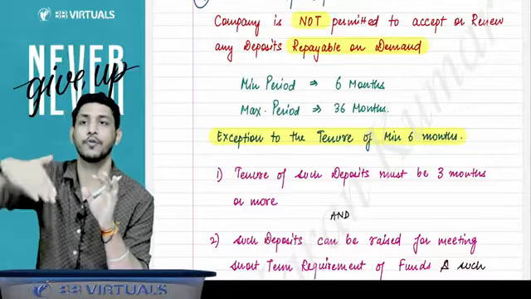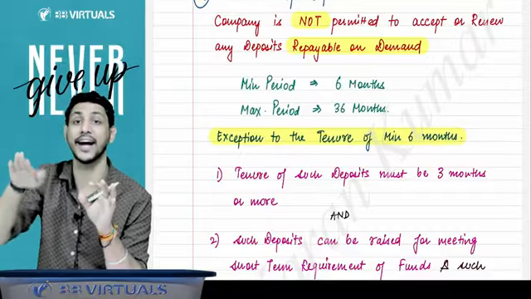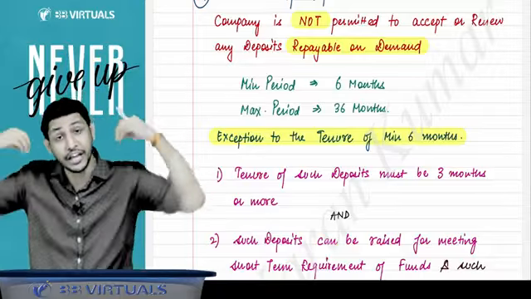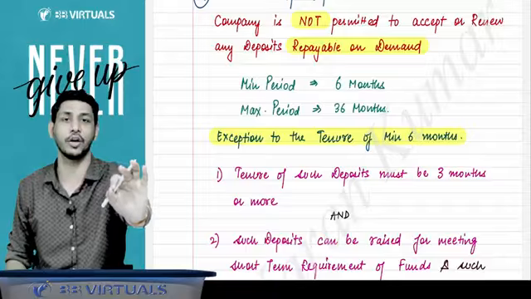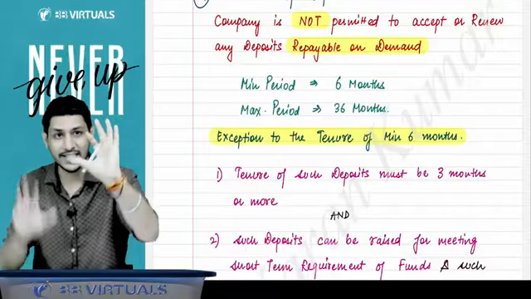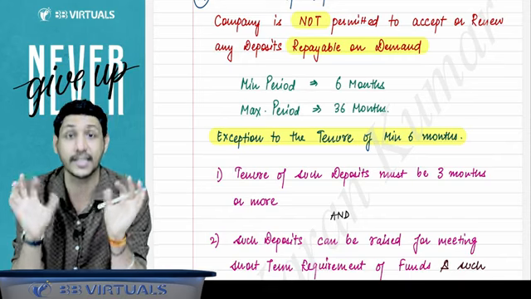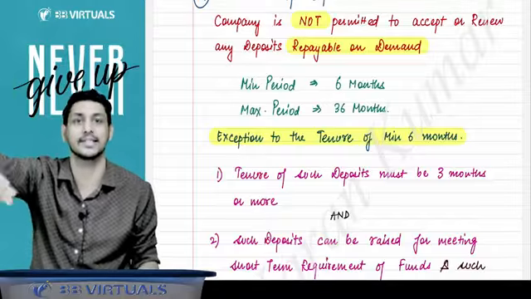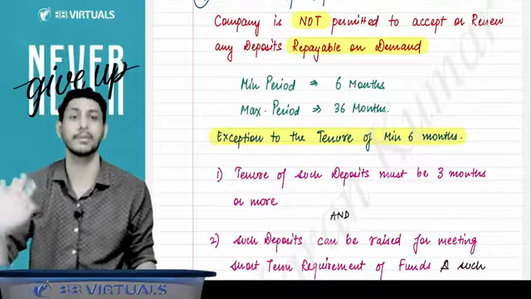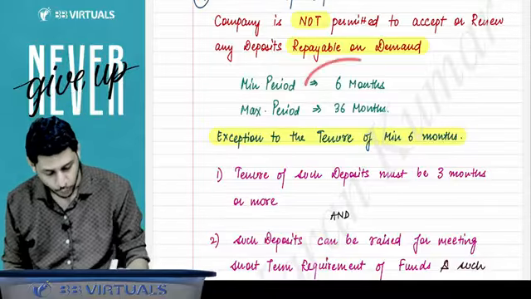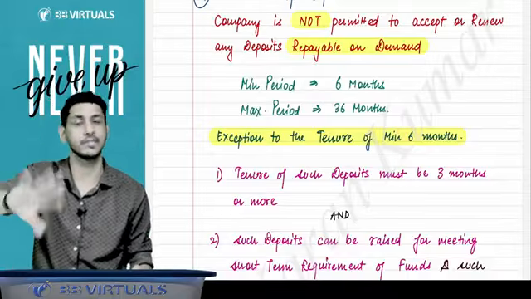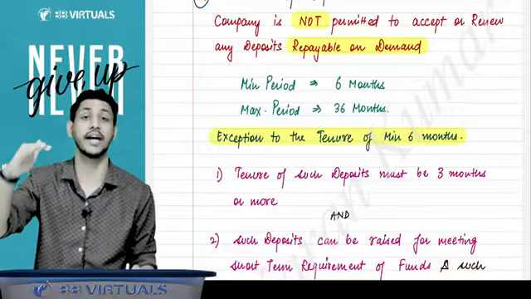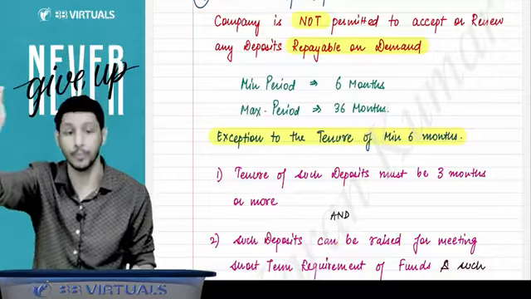But if you want to accept for a period of less than 6 months, you can accept, but in no case can it be less than 3 months. In any case, the deposit's minimum tenure is 3 months only. In general, the minimum period for deposits is 6 months. This is the exception case, where you accept the deposit for a period lesser than 6 months, but it can never be lesser than 3 months. It must be 3 months or more.